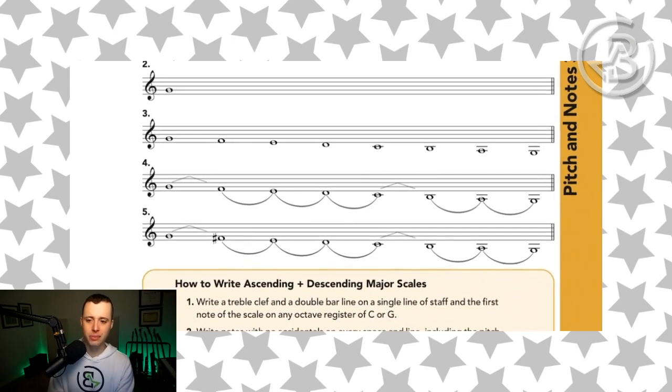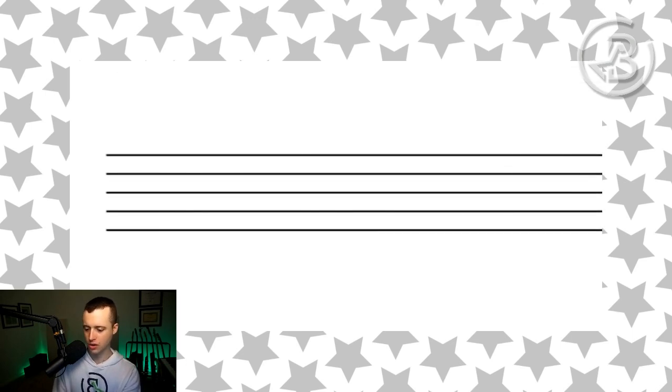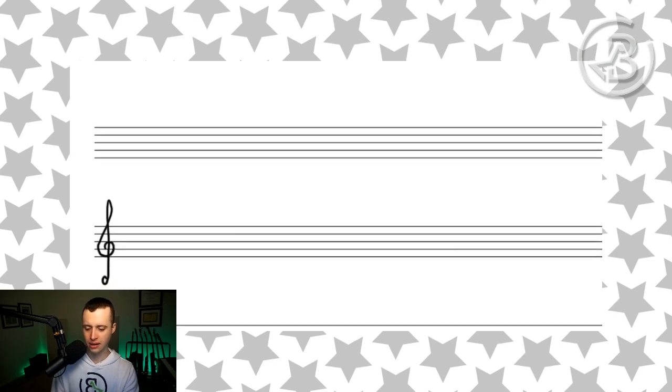And then our last step is to add in any accidentals that are needed to agree with the series of whole and half steps. I'm going to be writing down and talking you through writing a descending major scale for C and G major. So we start off with a treble clef. And we're going to add a double bar line. I'm not going to add mine at the end of the staff because I'm always zoomed in on this iPad. I'm just going to add it right here.